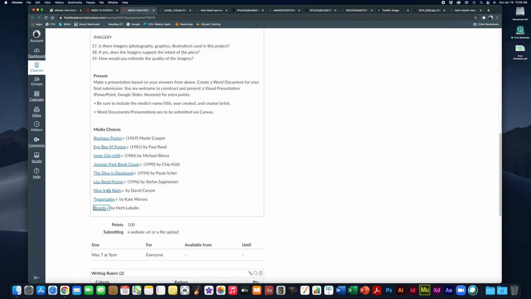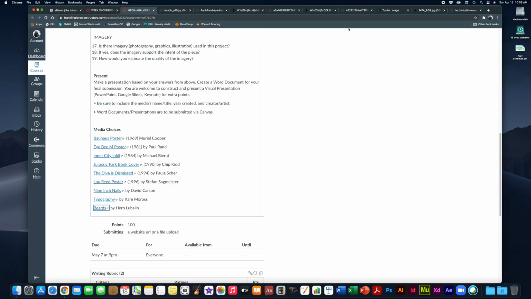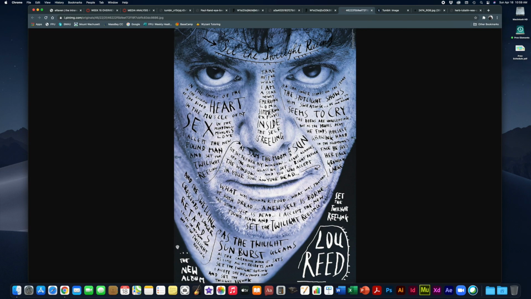Okay, next you could choose the Lou Reed poster by Stefan Sagmeister from 1996. This is this right here. So Lou Reed, the musician, commissioned Sagmeister to do this for him. And so, again, this is a poster promoting a new album that Lou Reed was coming out with at the time.